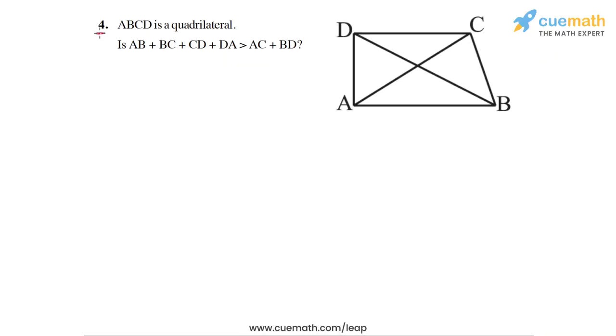Question 4 of this exercise says ABCD is a quadrilateral, any quadrilateral. Is AB plus BC plus CD plus DA greater than AC plus BD? So this is what we have to answer.